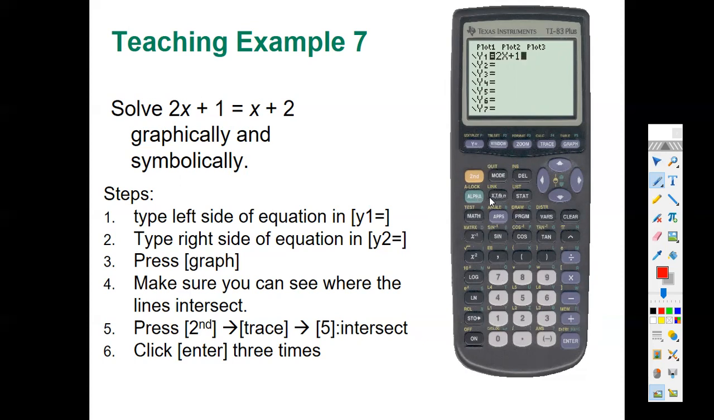Your X is right next to the alpha button. It's your variable key, right next to alpha underneath mode. Okay, then you're going to type the right side of the equation in y2, and the right side of my equation is x plus 2.